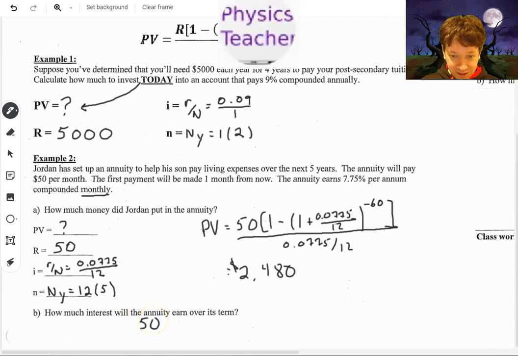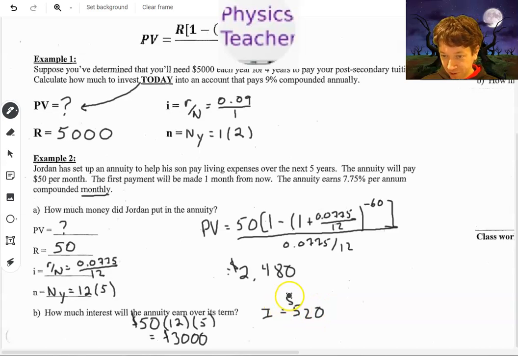So $50 times 12 months in a year times 5 years, if he just took $50 out of his pocket every month, that would be $3,000. So how much money did he save by doing this investment, or how much interest did he make? Well, find the difference between these two. So your interest would be 3,000 minus 2,480, which is $520. So a fair bit. Makes it quite worth it to do it this way.